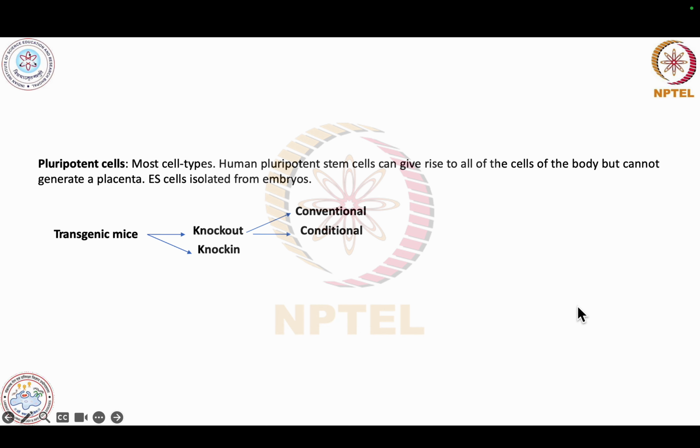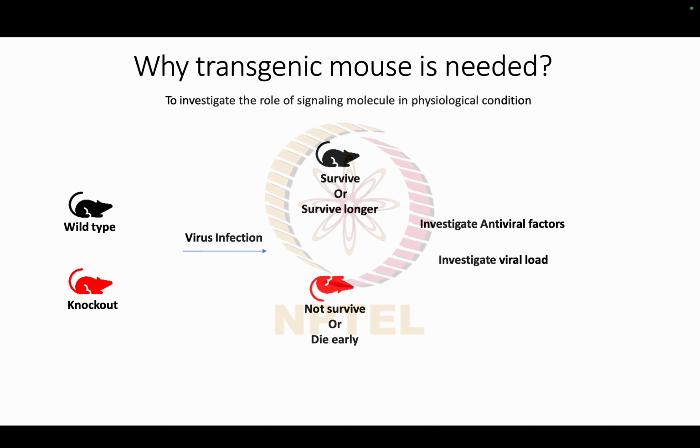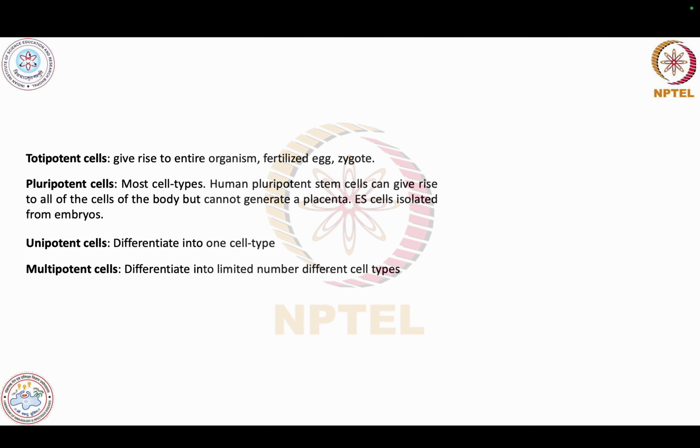So we will know about different cell types. So what are totipotent cells? Totipotent cells give rise to the entire organism, which is the fertilized egg or zygote. So the zygote is not a pluripotent cell, rather the zygote is a totipotent cell. Totipotent means it has the potency to make the entire organism. And what are pluripotent cells?